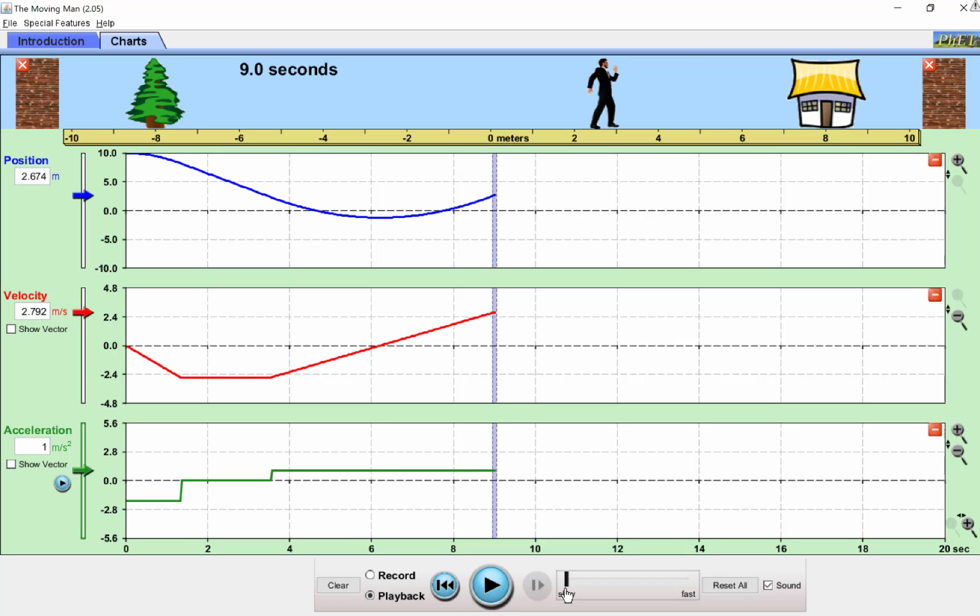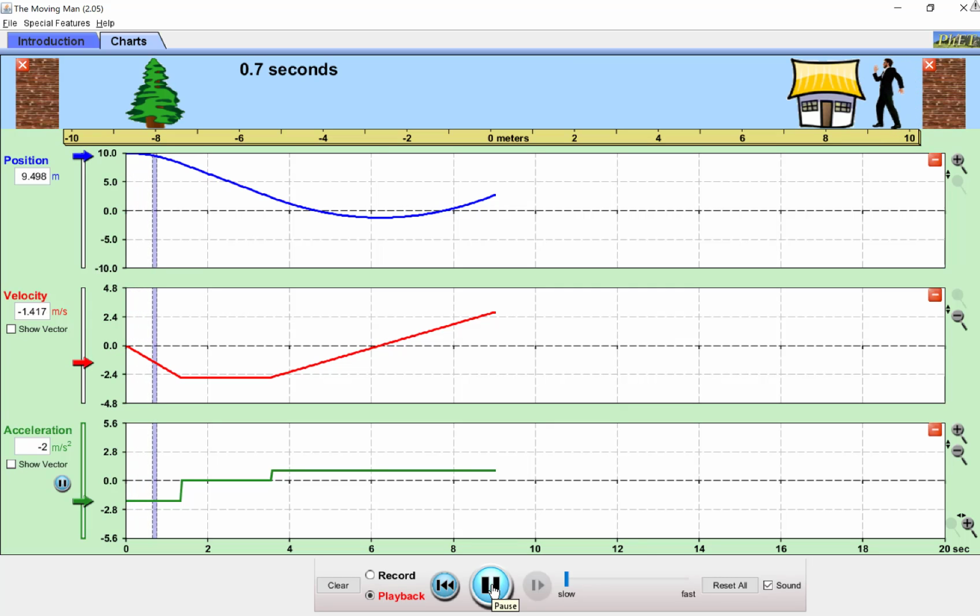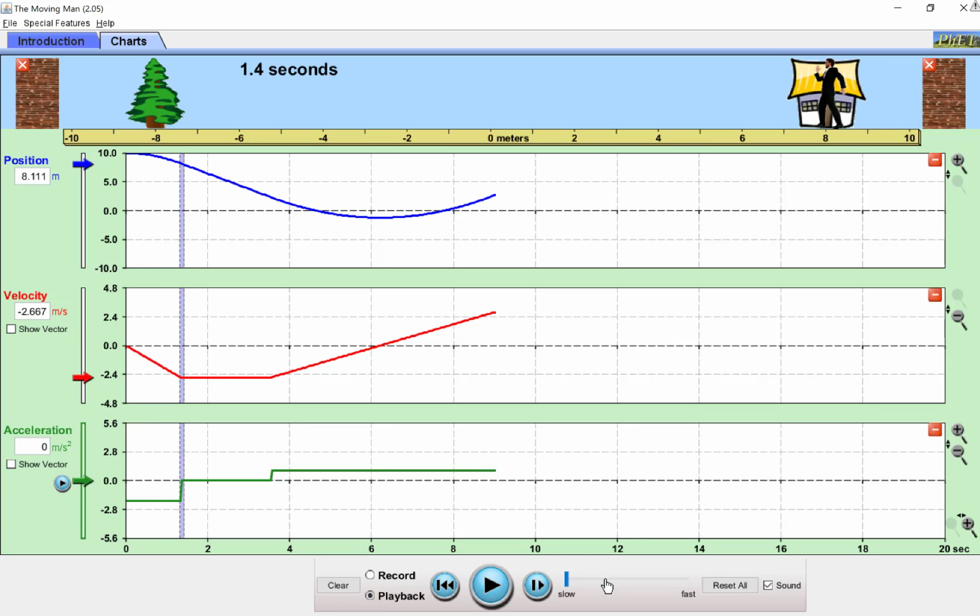I want you to notice something. As he's moving back at the beginning, from there to there, notice that that's a little bit too slow. Let me try that again. Play back. Okay. Notice that he was speeding up, and if we compare that with the velocity time graph, notice the red line is going down, indicating that he is going backwards in the negative direction, but his speed is increasing.